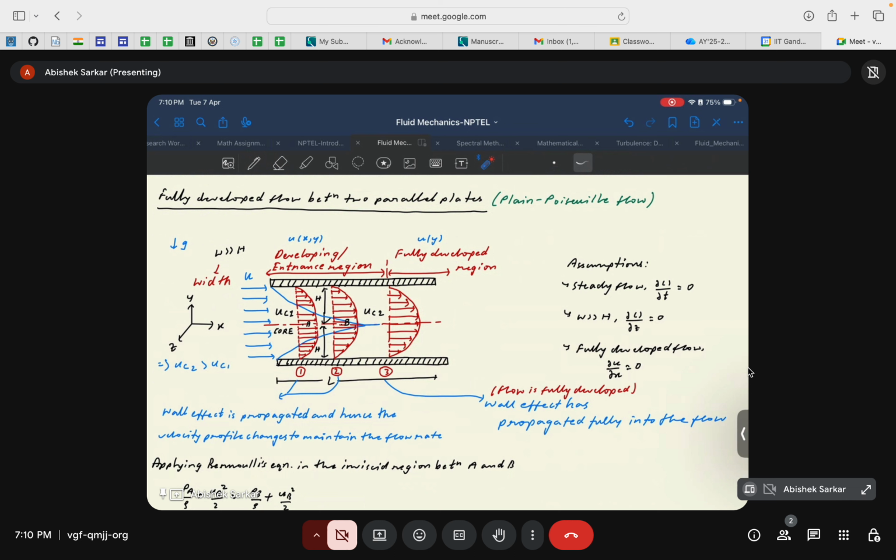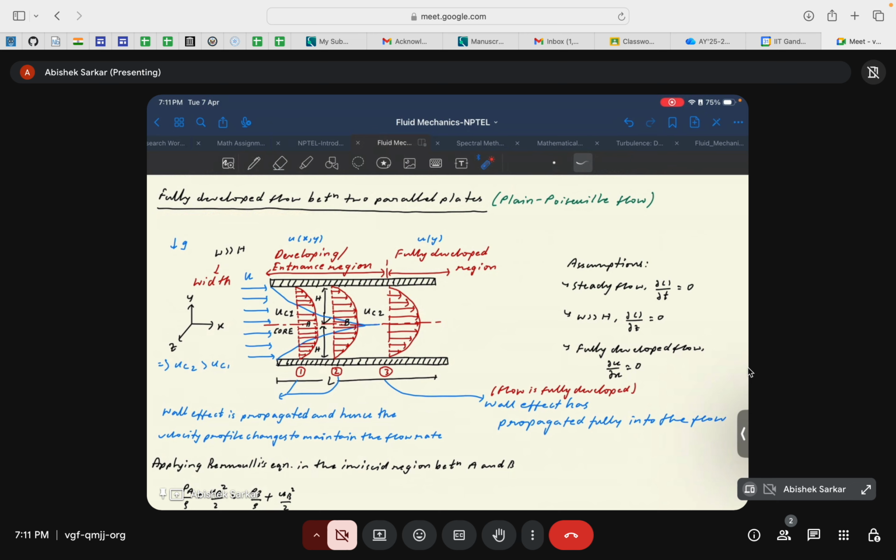Okay, so let us discuss this developing region, which will again exist in the case of pipe flow as well. But for the simplicity of the flow, and for us to be able to solve the flow exactly, we'll only consider the flow in the fully developed region. Okay, as the term itself implies.